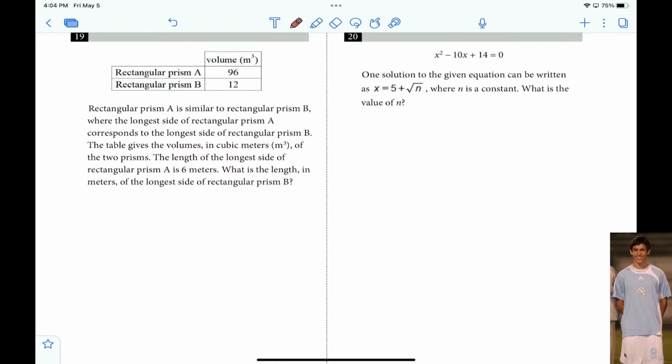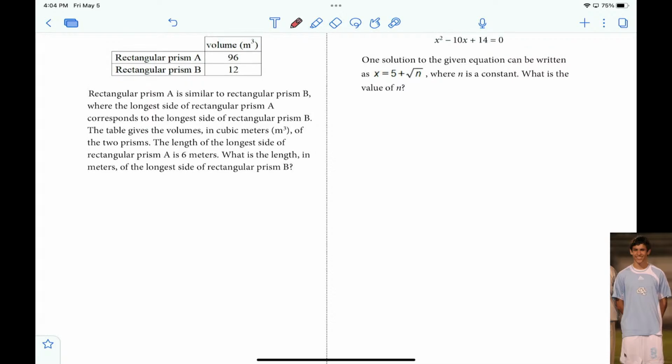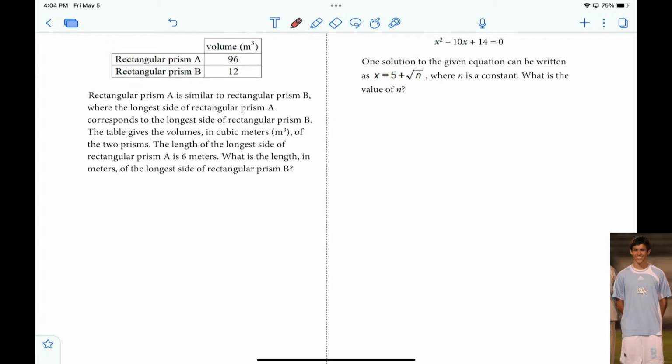The table gives the volumes in cubic meters of 2 prisms. The length of the longest side of rectangular prism A is 6 meters. So what is the length in meters of the longest side of rectangular prism B? So how I've been kind of trying to explain this to people lately, or I did this the other day and I thought it worked. Maybe it doesn't. You guys can tell me if you think that this is good or bad.